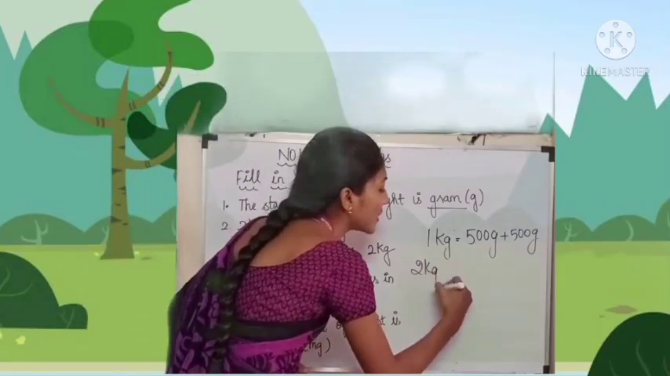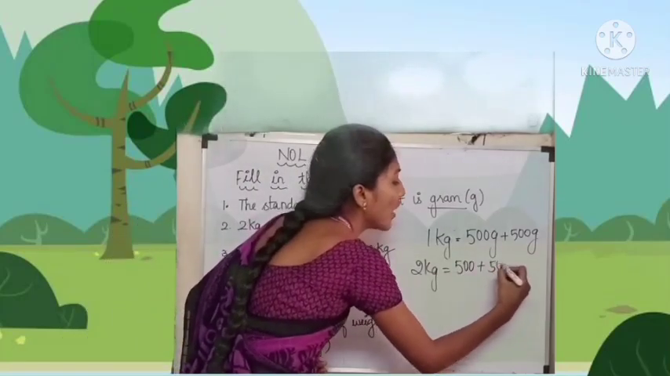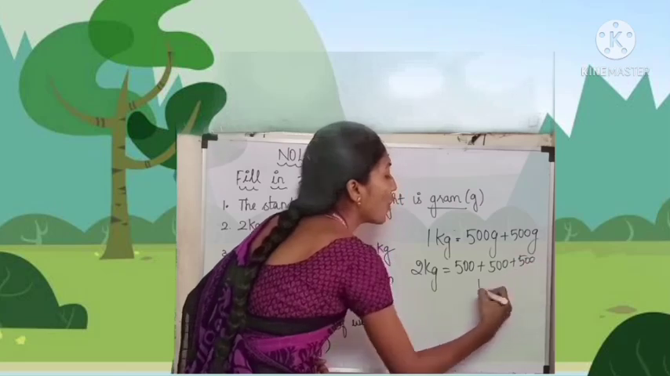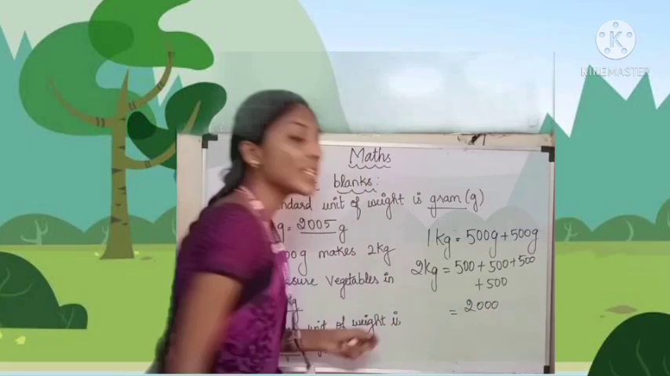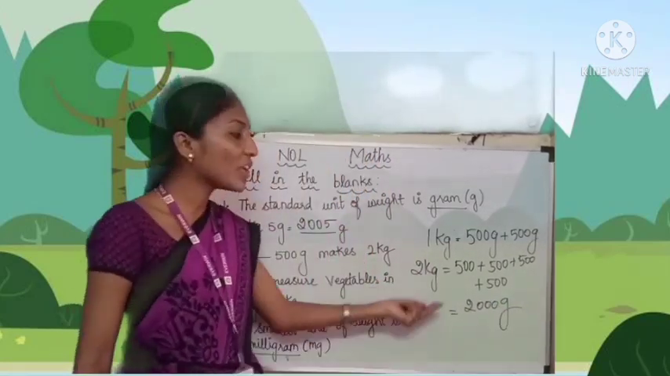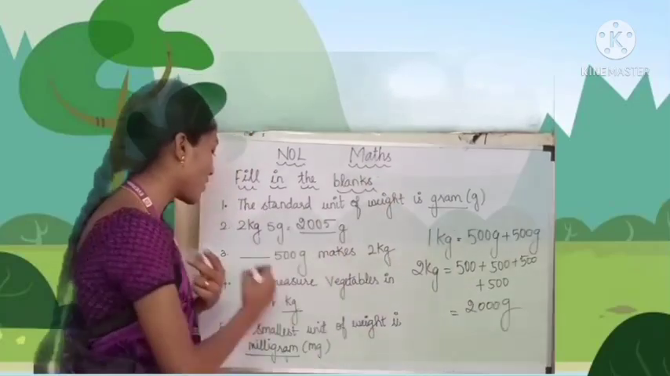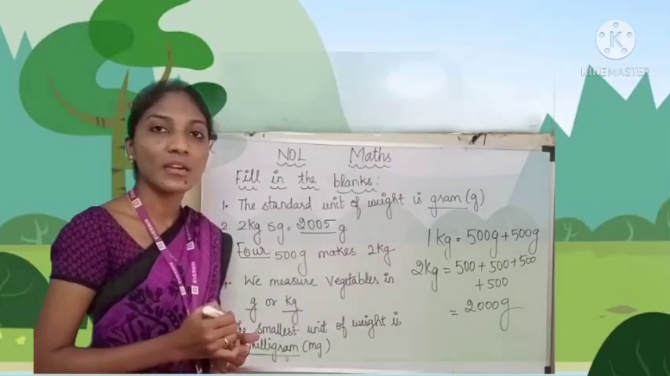In 1 kg, 2 500s. So in 2 kg, that is 2000 gram. 500 plus 500 plus 500 plus 500, if you add, you will get 2000. So 2 kg is 2000 gram. So how many 500s? 4 500s. 4 500 gram make 2 kg.